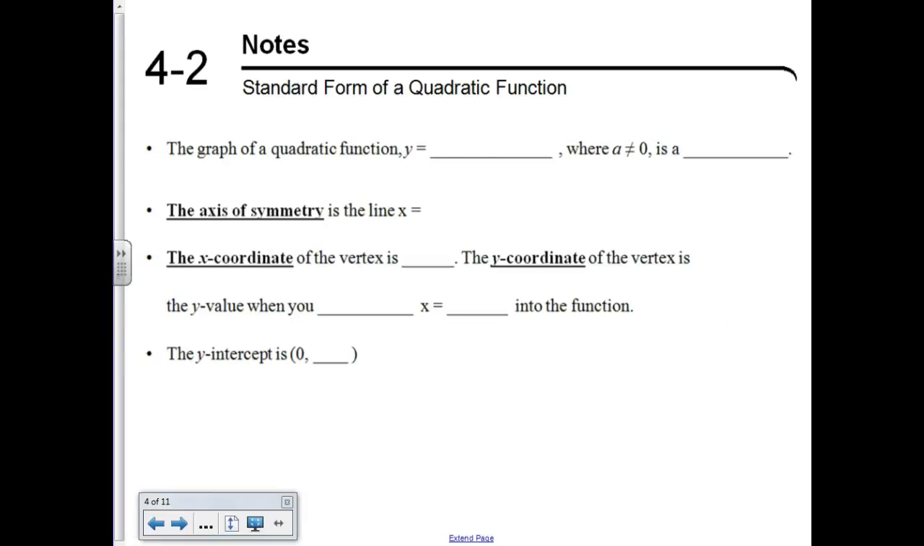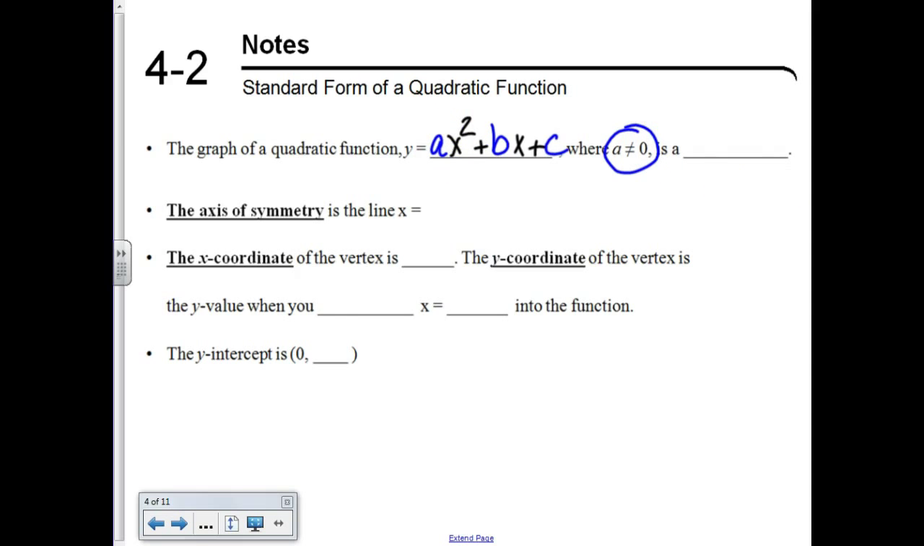So we're talking about the standard form of a quadratic function. I want you to write down, and you can use colors if you'd like, the standard form of a quadratic: a times x squared plus b times x plus c. A, b, and c are coefficients, so they're numbers, and they're not always pretty numbers, but we have to make sure that the a value is not zero. If this was zero, we wouldn't have a quadratic term and you'd have a linear term.